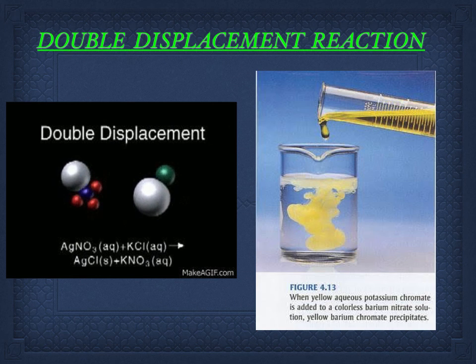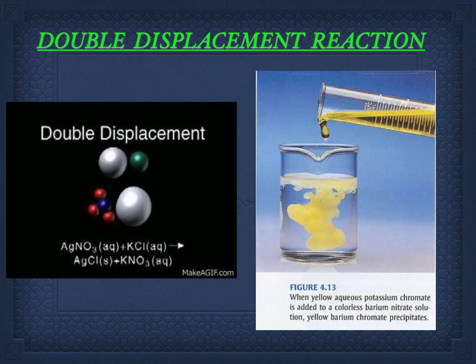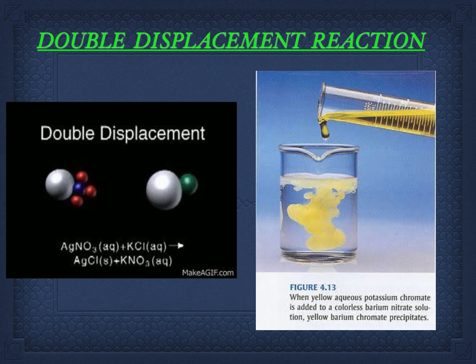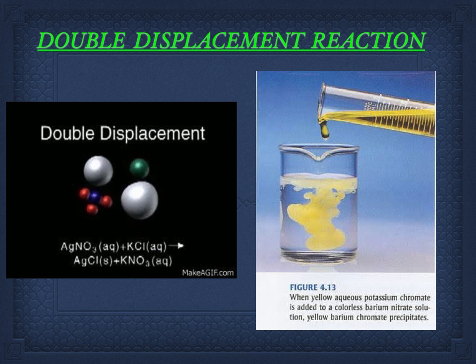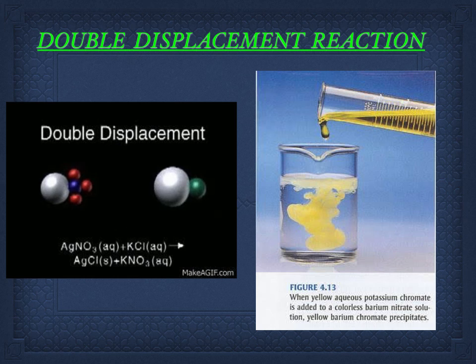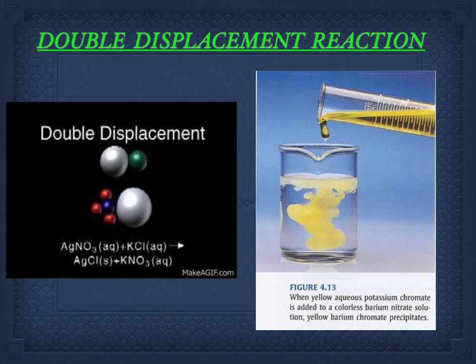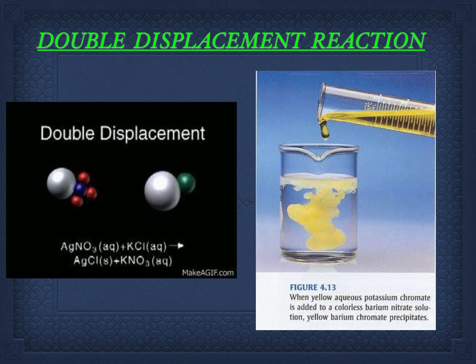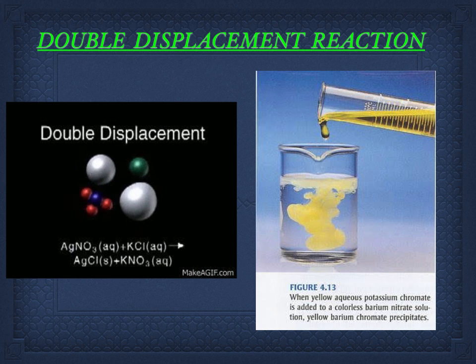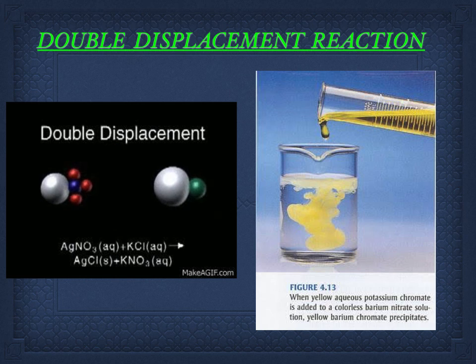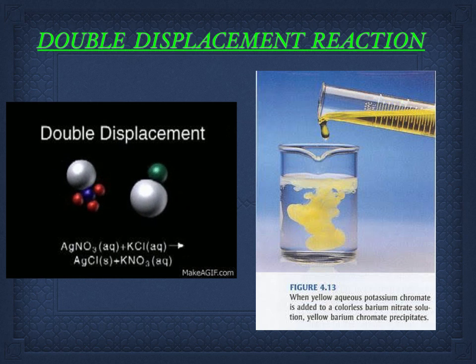In the second activity, you can see when yellow aqueous potassium chromate is added to a colorless barium nitrate solution, yellow barium chromate precipitate is formed. So, the ions in the reactants are exchanged to form the precipitate. Such type of reactions are called double displacement reaction.